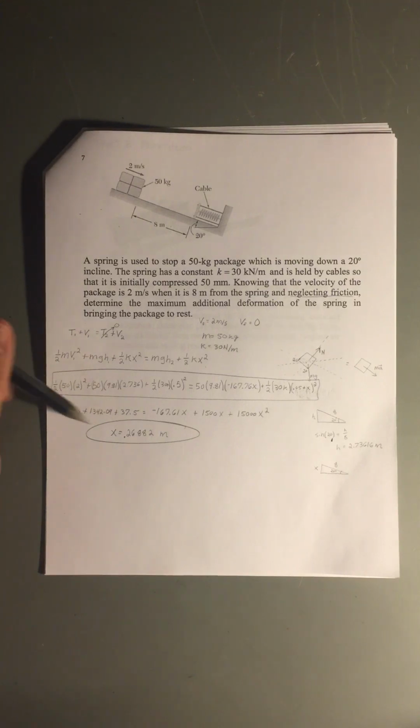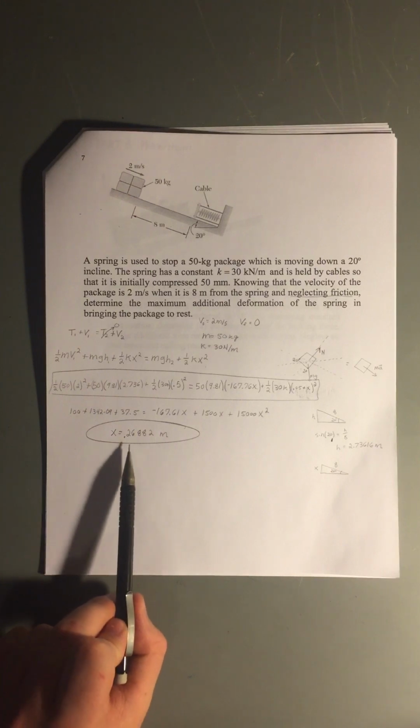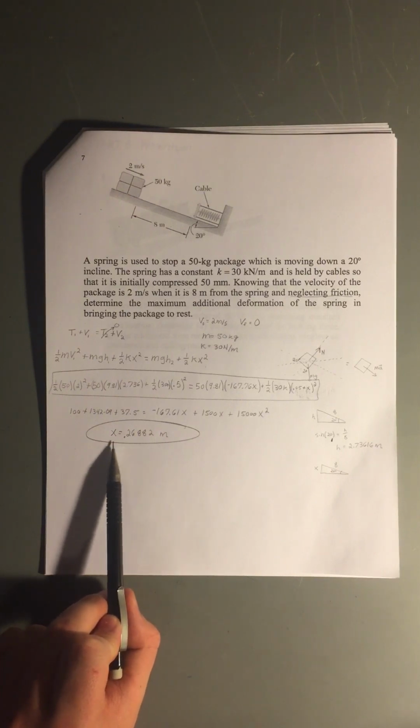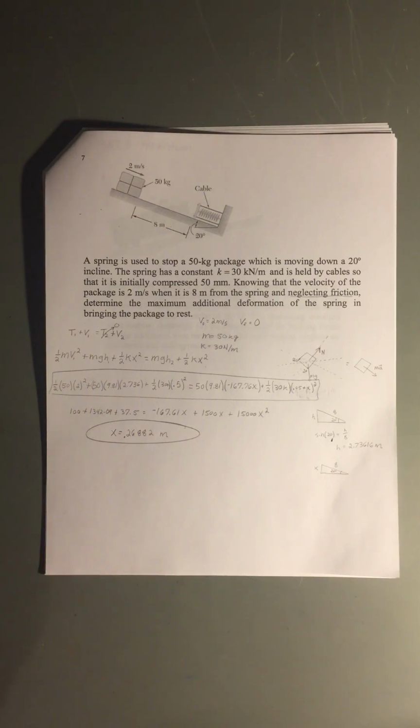And so this turns out to be a quadratic equation that we can plug this into, which gives us 2 values for x. But one of those values is negative, and that doesn't really make sense for this problem. And so we choose the positive value, and so we know that x is 0.26882 meters. And so that is the answer.